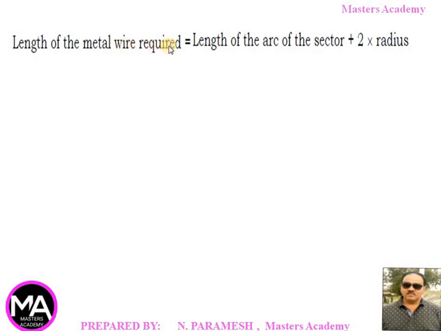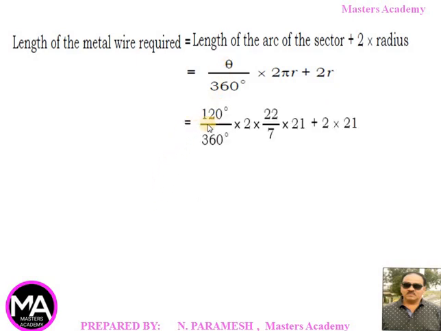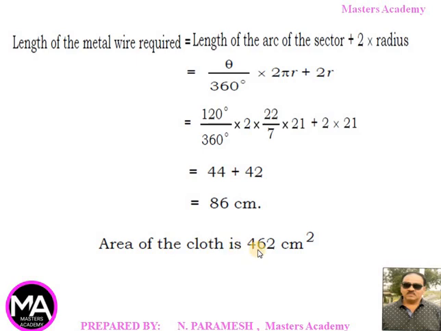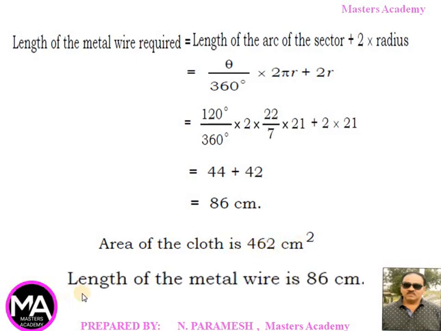Length of the metal wire required is equal to length of the arc of the sector plus 2 into radius, is equal to theta divided by 360 into 2 pi r plus 2r, is equal to theta is 120 degree divided by 360 degree into 2, pi is 22 by 7 into radius is 21, plus 2 as it is, radius is 21. After simplifying this, we are getting 44 plus 21 2s are 42, that is equal to 86 centimeter. Therefore, the area of the cloth is 462 centimeter square. Length of the metal wire is 86 centimeter.